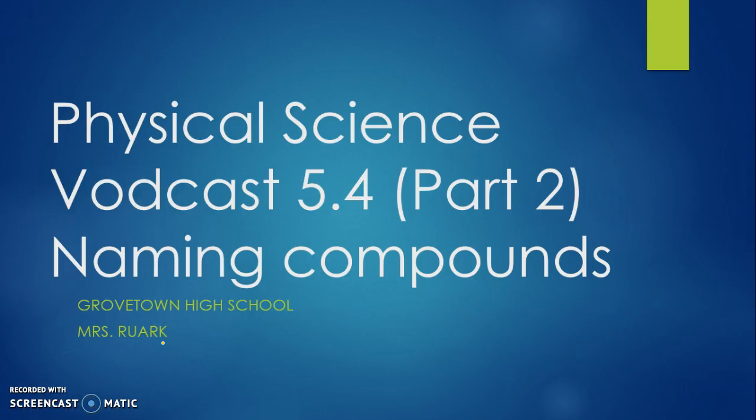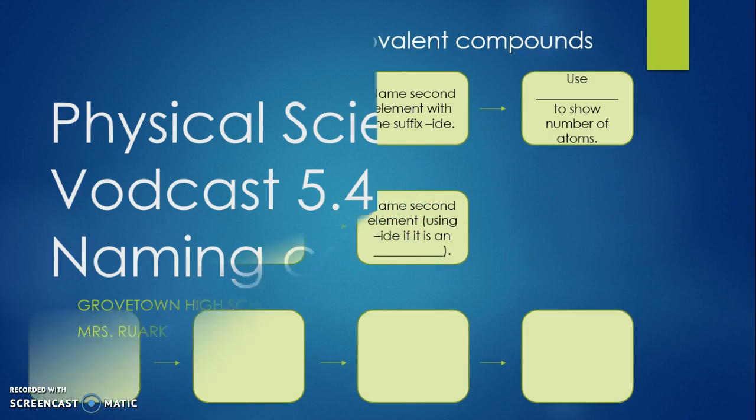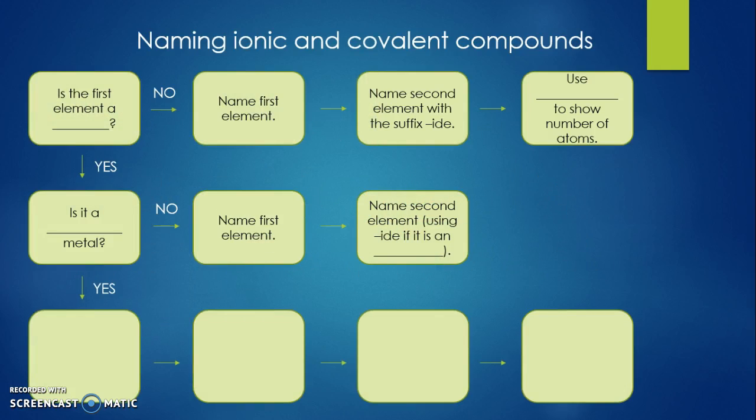This is Ms. Reork. We're going through part 2 of Vodcast 5.4, where we're going to talk about naming compounds. In the last Vodcast, you learned how to name covalent compounds. We knew it was covalent because it had a non-metal listed first. So now, what happens if the first element is a metal? Let's learn that.